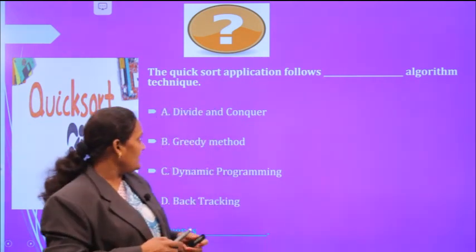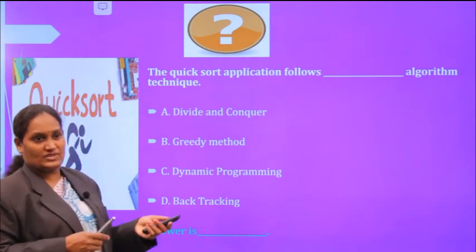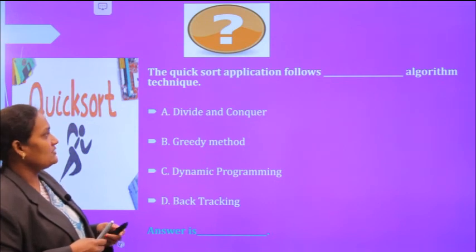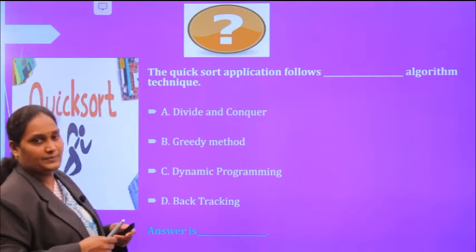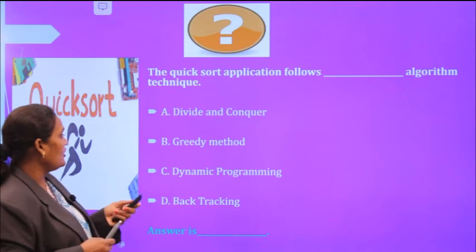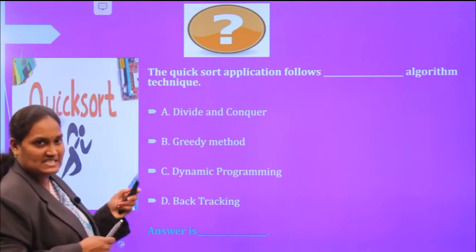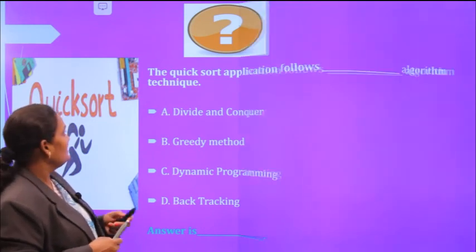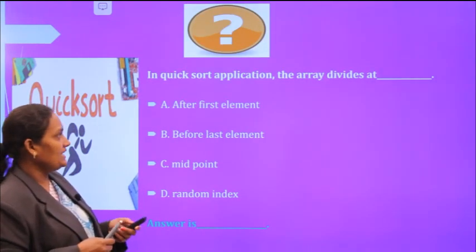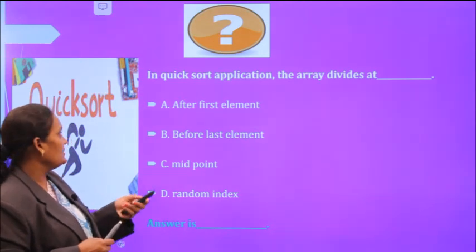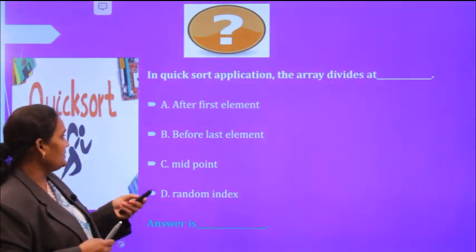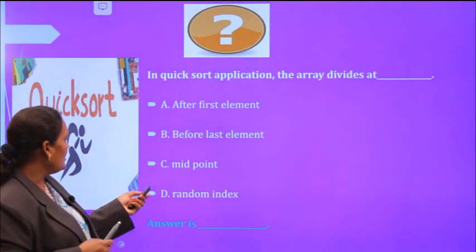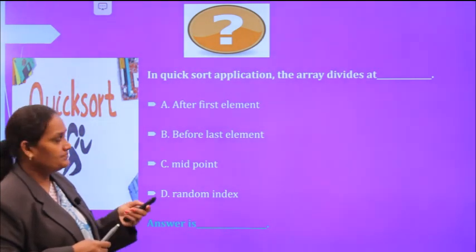To assess yourself, I have given some questions here. Let us see these questions and answer them. The first question is, the quicksort application follows dash algorithm technique. Option A, divide and conquer. Option B, greedy method. Option C, dynamic programming. Option D, backtracking. The next question is, in quicksort, the array divides at: option A, after the first element. Option B, before the last element. Option C, midpoint. Option D, random index.